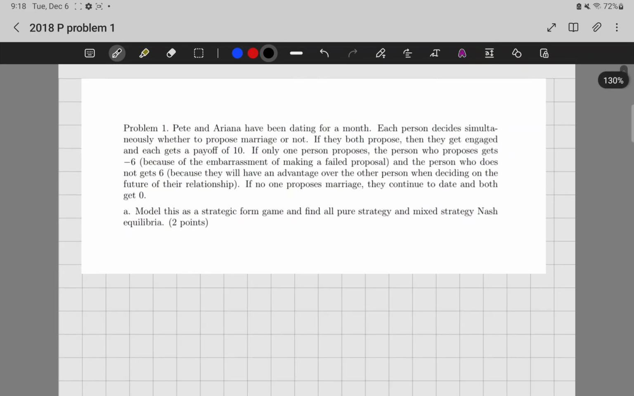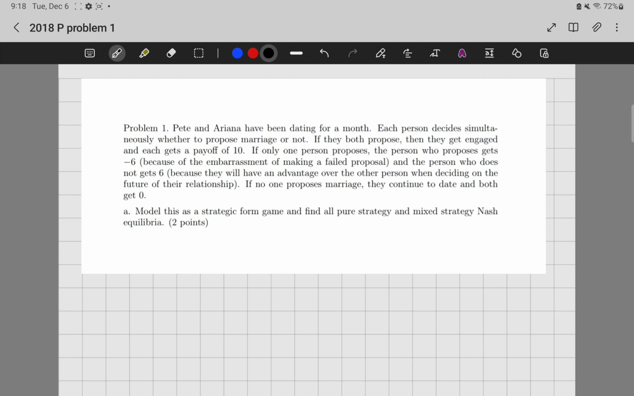So let's first look at the problem. Problem 1 says Pete and Ariana have been dating for a month. Each person decides simultaneously whether to propose marriage or not. If they both propose, then they get engaged and each get a payoff of 10. If only one person proposes, the person who proposes gets -6, and the person who does not gets 6. If no one proposes marriage, they continue to date and both get 0.